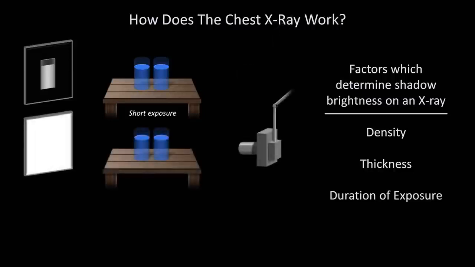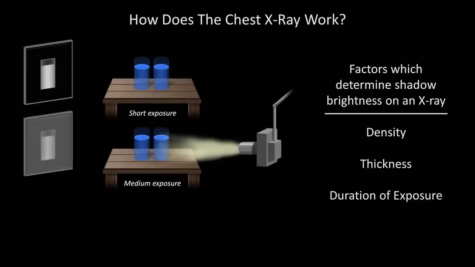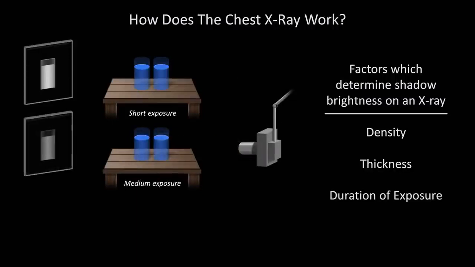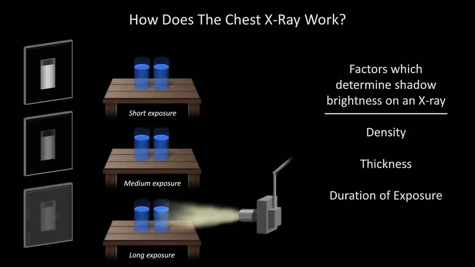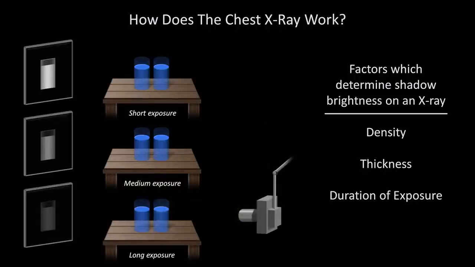If I use a medium exposure, the film behind the glass will receive more X-rays, and thus the glass appears a little darker. Finally, if I use a very long exposure, even though the glasses of water are in the way, there is enough time for many X-rays to pass through, so the glasses appear fairly dark on the film.